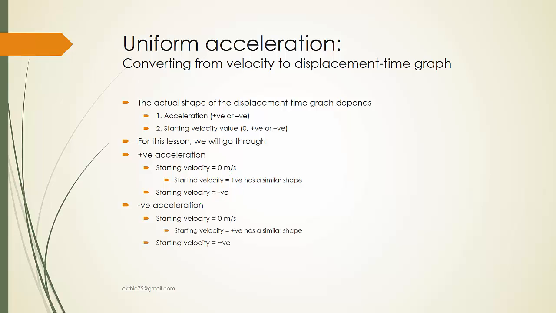Then we move on to negative acceleration. Same thing, we have a starting velocity of 0 and a starting velocity that is positive. The negative case has a similar shape. This time around, we just assume that all starting displacement is 0 to lessen the complication.